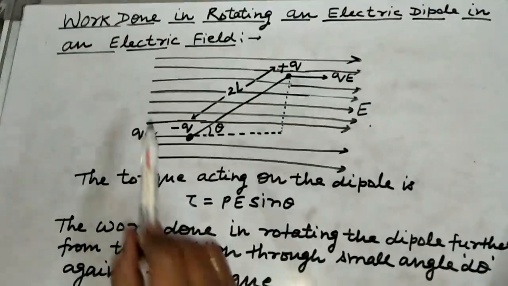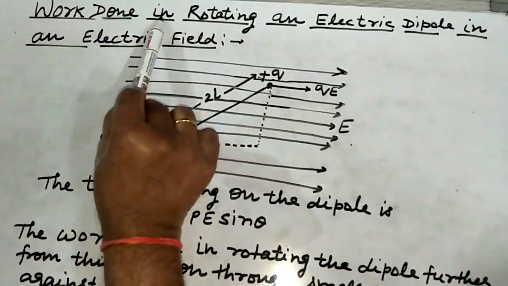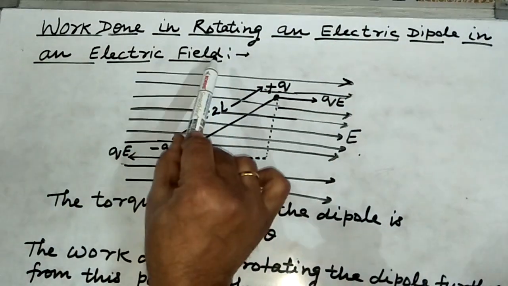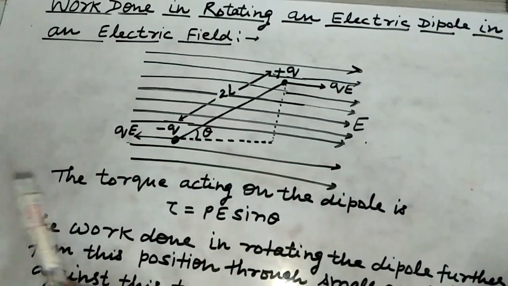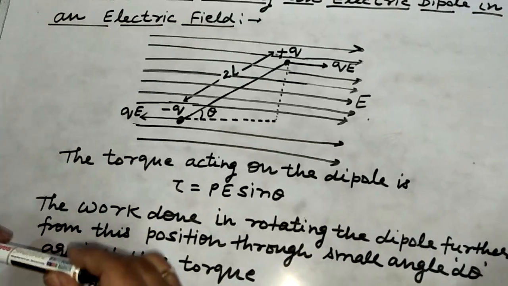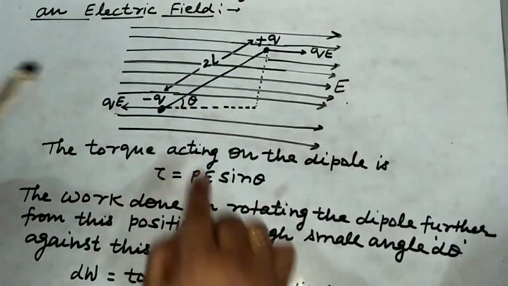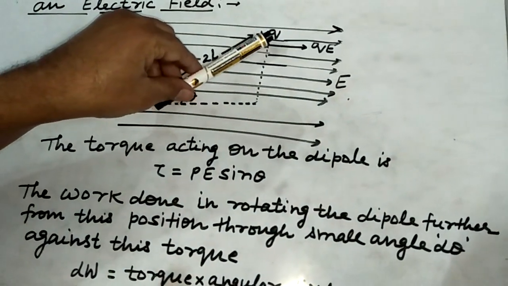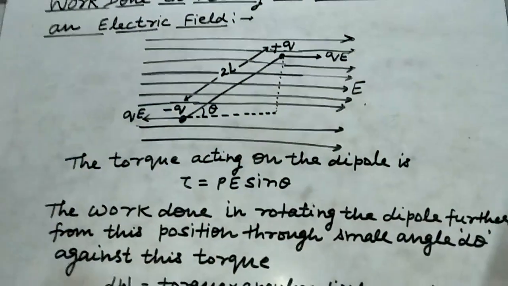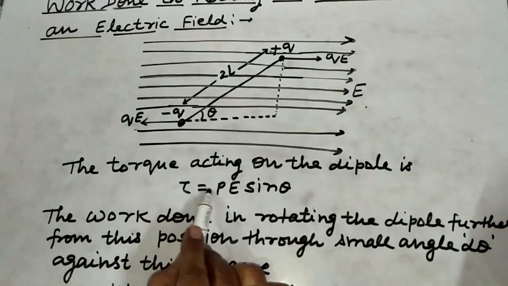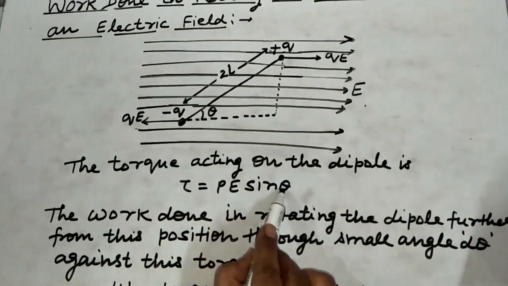In this video, I am going to discuss the work done in rotating an electric dipole in an electric field. Dear student, when an electric dipole is placed in an electric field at an angle theta, it experiences a torque, and the magnitude of that torque is tau = PE sin theta.